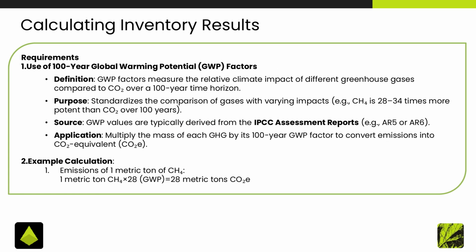Let's discuss calculating inventory results using 100-year global warming potential factors. Global warming potential, or GWP, measures how much heat a greenhouse gas traps in the atmosphere over a century compared to carbon dioxide.